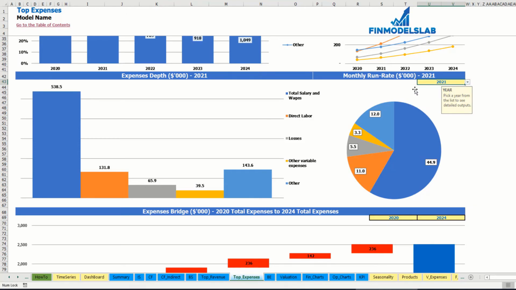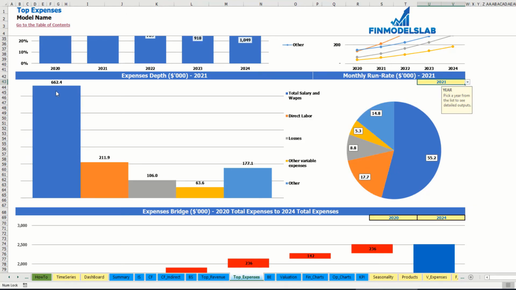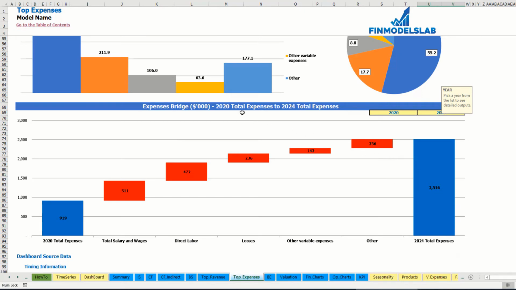You are able to change this year, and you may see the absolute values and percentage breakdown on the pie chart. On the expenses bridge you may find the main drivers of expenses growth between these 2 years. These years are also changeable, so you may select the first year and you may select the last year. And you may see that total expenses starting in 2020 will change to total expenses in 2024 by this waterfall.